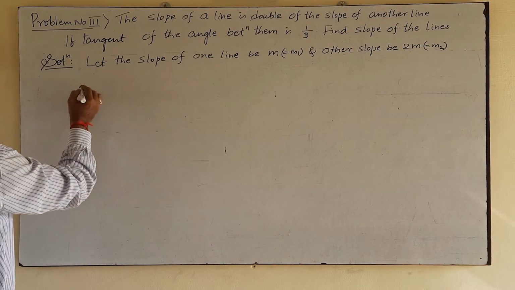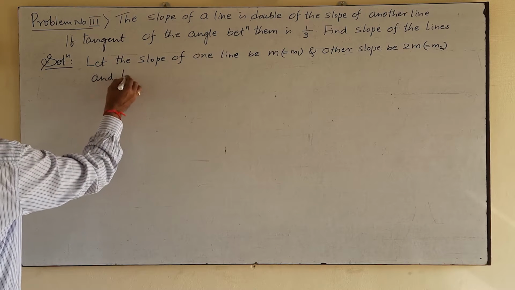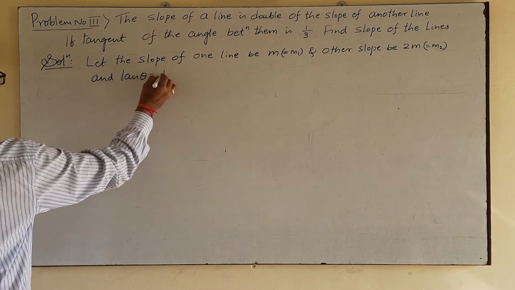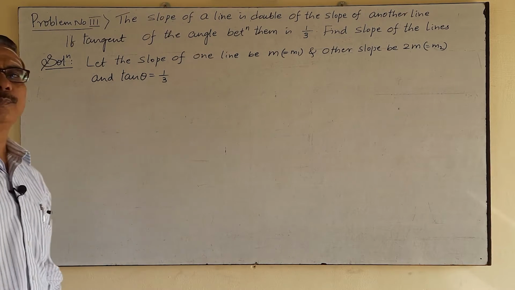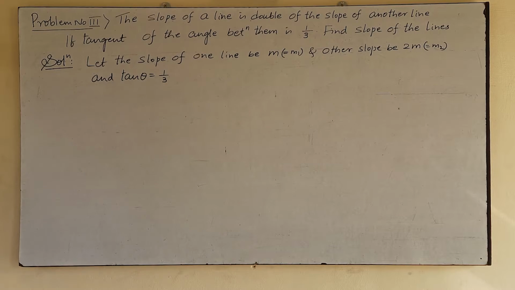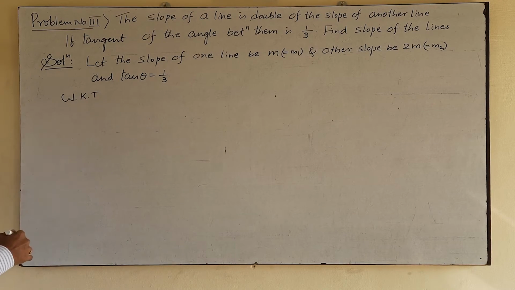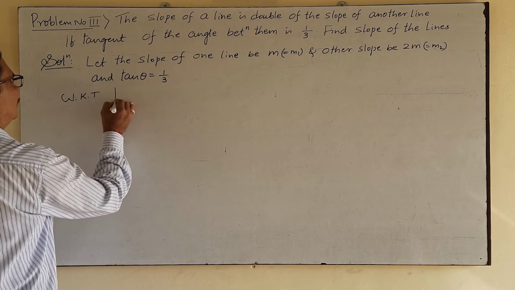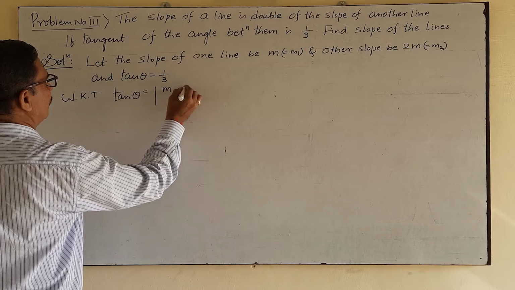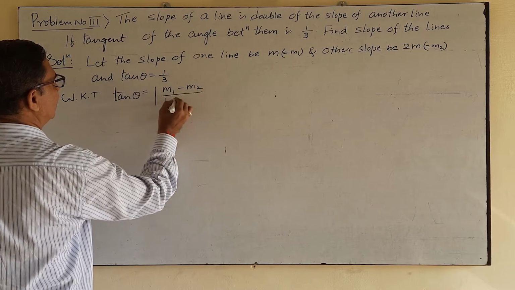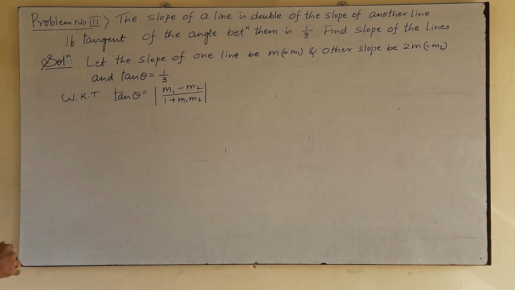And the tangent of the angle between them is 1 by 3. Tan theta is 1 by 3, that is given. Find the slope of the lines. Now again apply the angle between two lines. You know the formula. We know that tan theta is equal to modulus of m1 minus m2 divided by 1 plus m1 m2, right?